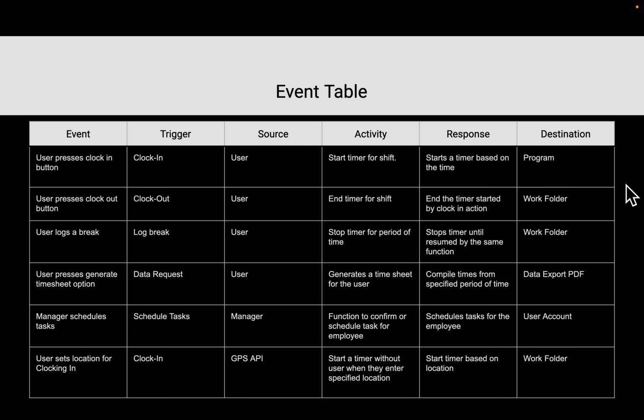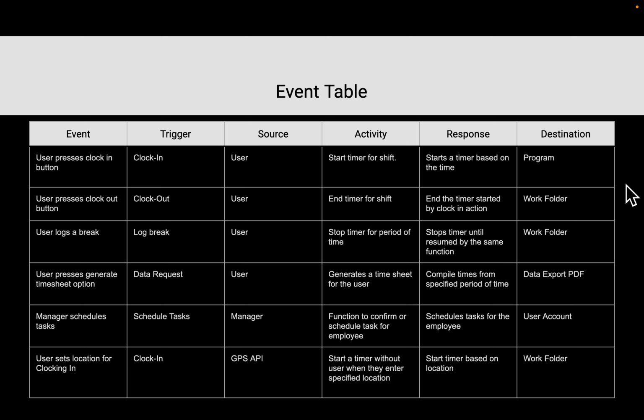And then the event, when the user presses the generate timesheet option, it requests some data, and then it generates a timesheet and exports that as a PDF. And then when the manager schedules tasks, it triggers a schedule tasks function. The source would be the manager this time. And then the destination would be the user account so that they can see the tasks they must do.